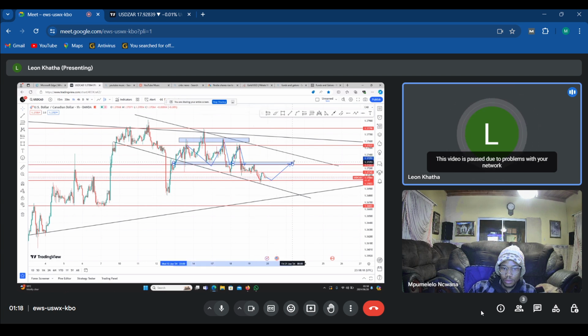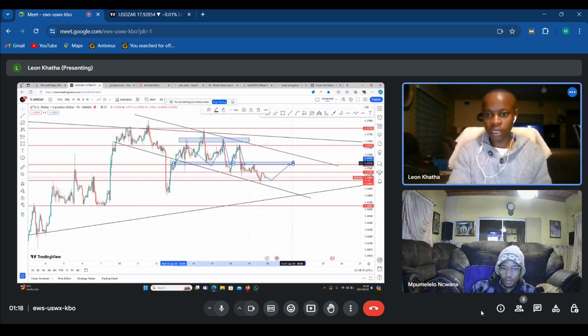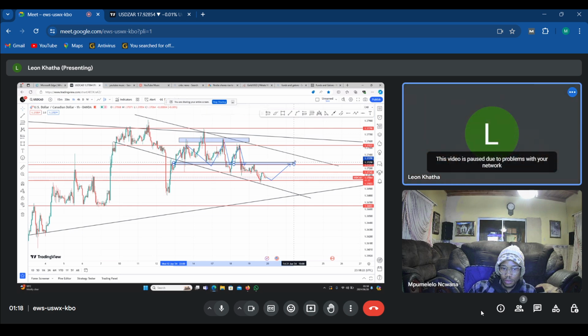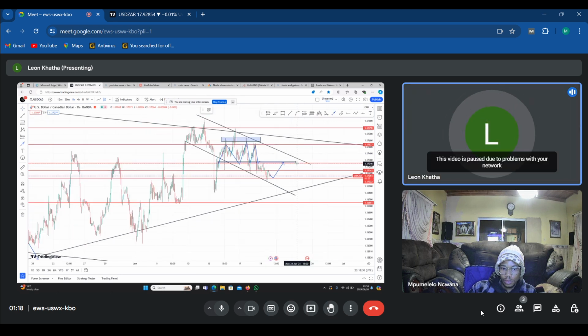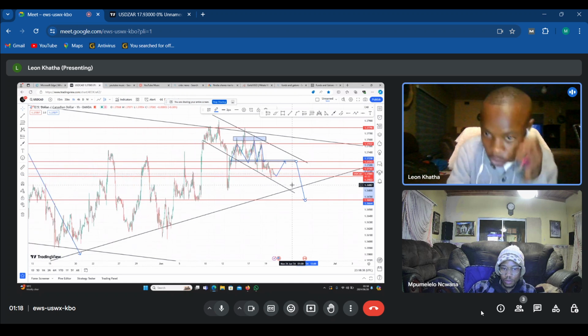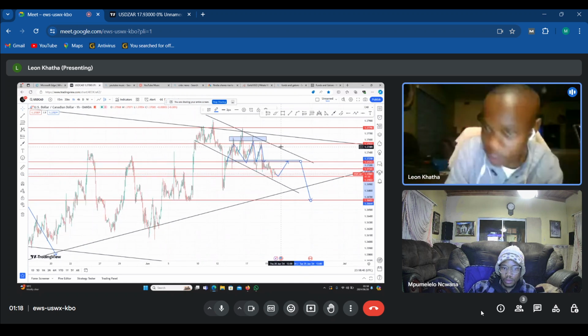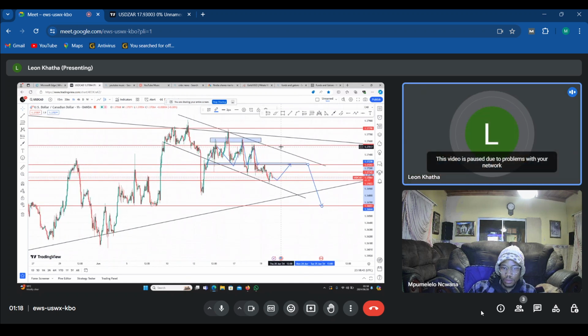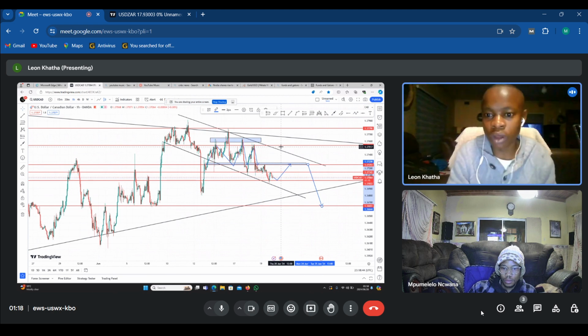So for you guys to enter, I'd prefer you to wait for the market maybe to come try and retest here, to take that last retest before coming down towards this key level. If not so, then the market will continue taking down because the US is facing rate cuts right now.